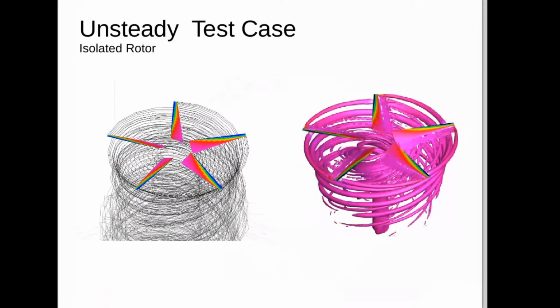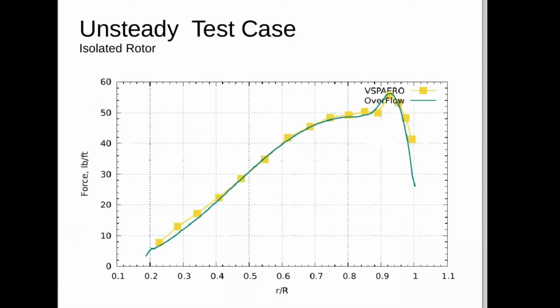So screen captures on this. For some reason, the captions didn't show up. So the right is, I believe, Overflow, and the left is VSPAERO. So just a comparison of the high fidelity CFD against what VSPAERO is getting in terms of the wake geometry on this vehicle, or this isolated rotor, sorry.